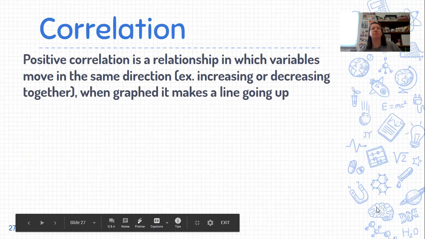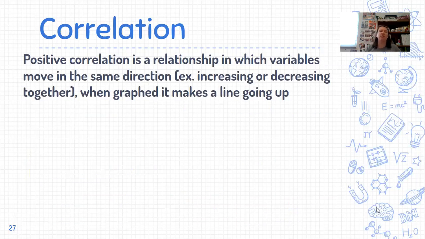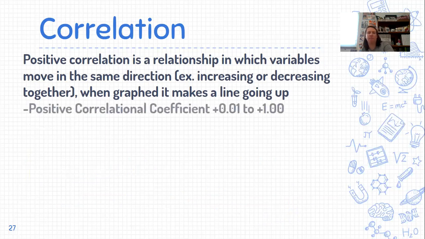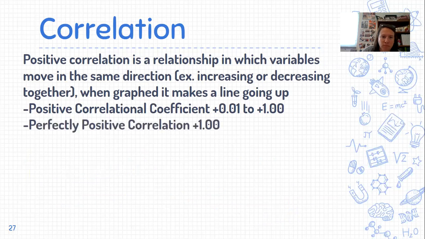All right, so a positive correlation is a relationship in which variables move in the same direction, so for example, increasing or decreasing together. When graphed, it makes the line go up. And that would be the value of 0.01 all the way to perfect, which is just the whole number 1. If something was perfectly positive, it would be the 1.